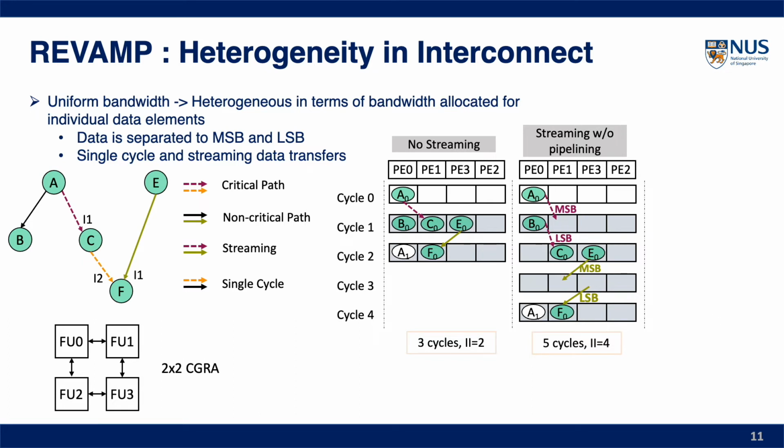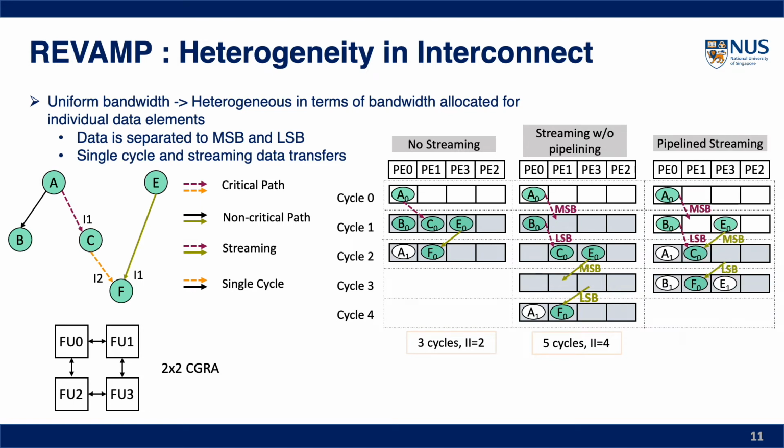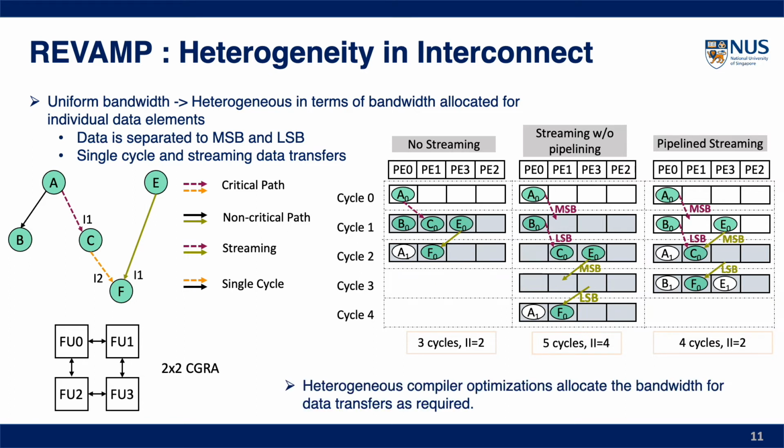The PE needs to stall until both MSB and LSB transfers are complete, which will reduce the performance by increasing the II value. This impact can be reduced by pipelining the MSB and LSB transfers such that the PE does not get stalled. In the example, it has the same performance as in the homogeneous case. If there are sufficient wires, it is possible to send the MSB and LSB portions in 2 different paths such that they reach the destination at the same time. The heterogeneous compiler will handle all these optimizations and will allocate bandwidth as and when required.